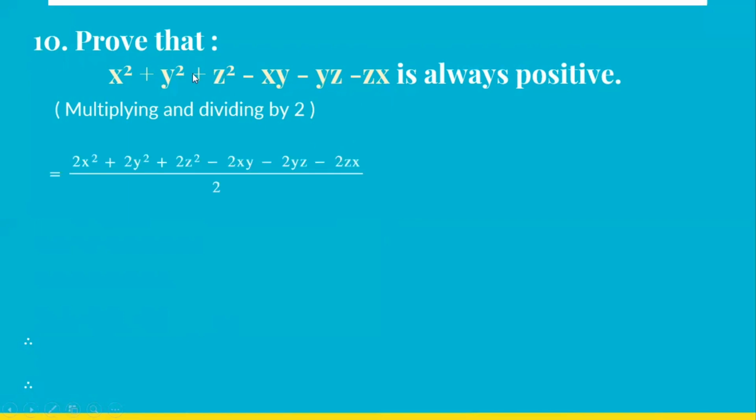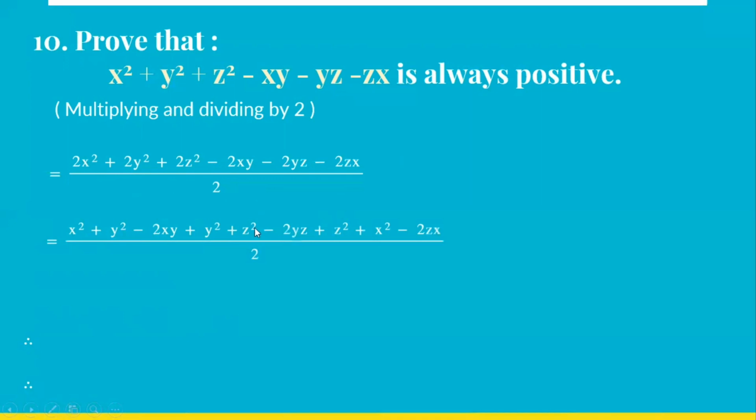On doing that, we get 2x square plus 2y square plus 2z square minus 2xy minus 2yz minus 2zx. Let us split this. 2x square we'll write as x square plus x square. This is how we put it in the form of identities. We split this as x square plus x square plus y square minus 2xy. We will get one identity over here.